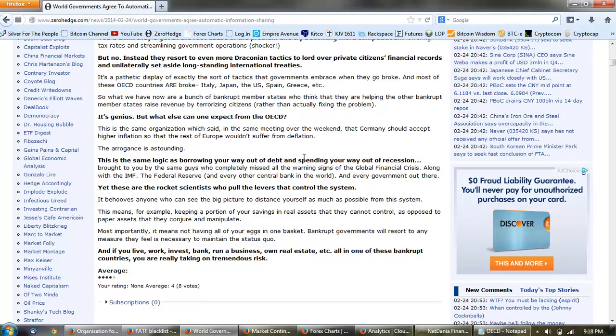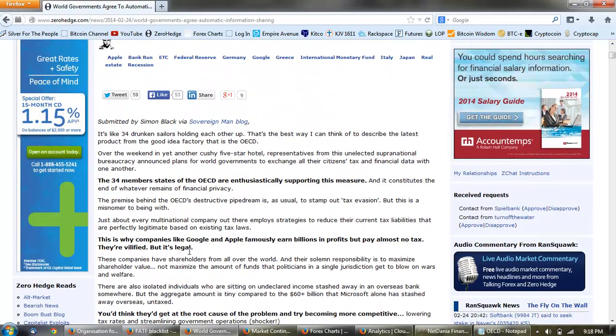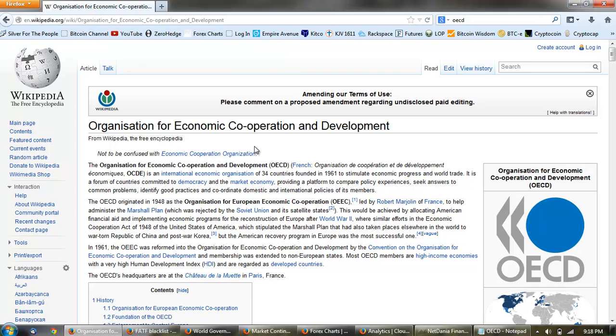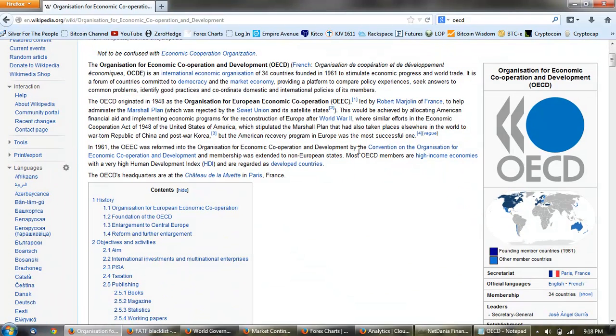Now, who is the OECD? The OECD is the Organization for Economic Cooperation and Development. Organization for Economic Cooperation and Development, OECD, is an international economic organization of 34 countries founded in 1961 to stimulate economic progress and world trade. Right. It's a forum of countries committed to democracy and the market economy. Right. Providing a platform to compare policy experiences, seek answers to common problems, and identify good practices and coordinate domestic and international policies of its members.